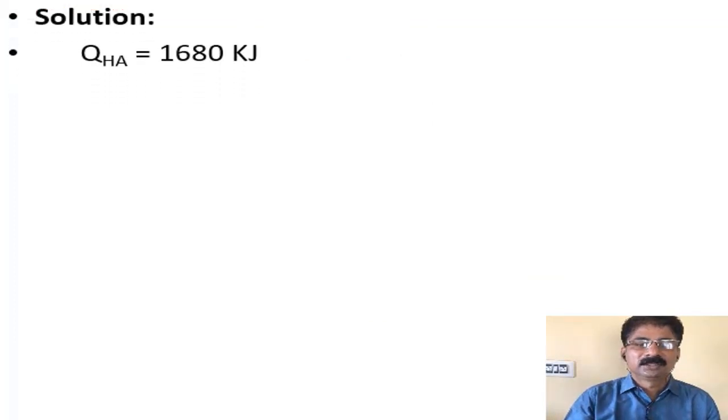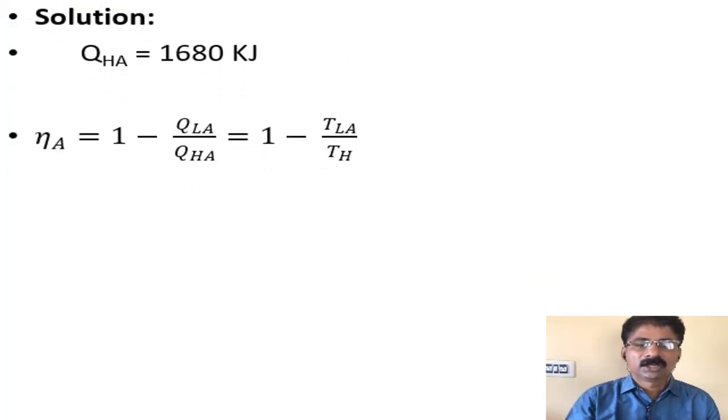So QHA is given. So we have the expression for eta A, that is efficiency of engine A. Now all of you should know, you might have observed a sentence, both are the reversible engines or the Carnot engines. That means the efficiency calculated in terms of heat quantity is equal to efficiency calculated in terms of temperature quantity. So only for reversible heat engine you can write these expressions.